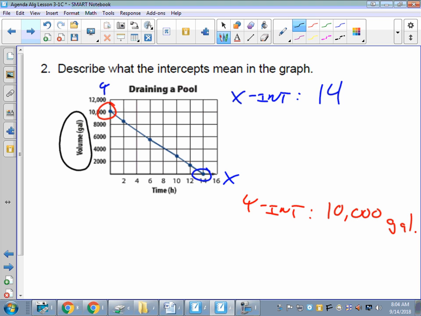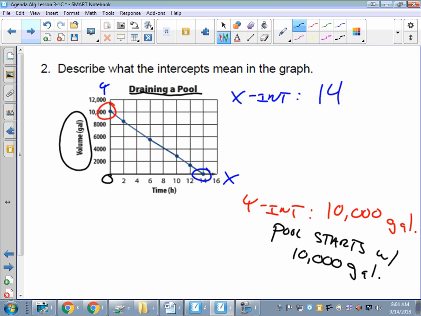It's the volume in gallons. Okay, and it starts at 10,000. And because we're talking about draining a pool, this is where the pool starts. The pool has 10,000 gallons to start with because we're draining it, and we're at 0 time here, so nothing's happened. So basically that's what it means: the pool starts, because we're starting at 0, with 10,000 gallons before we drained the pool.